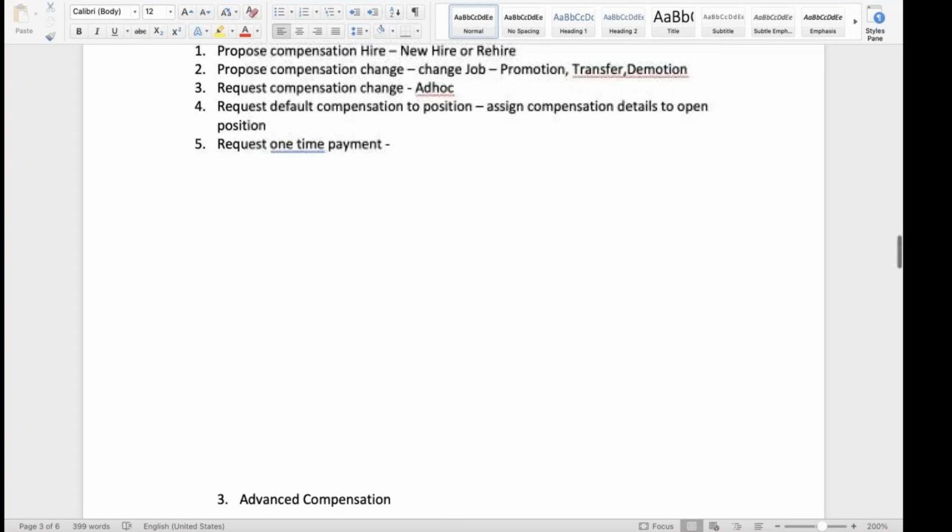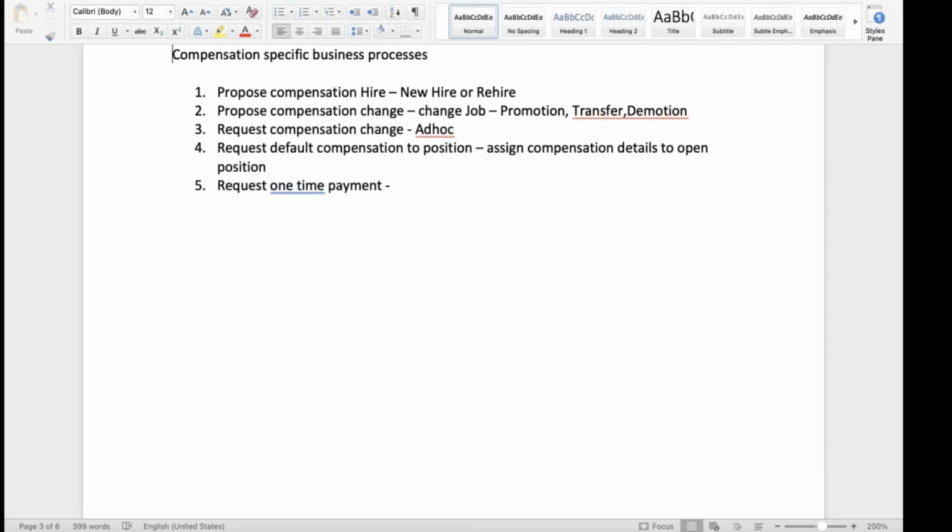Propose compensation hire. If you want to assign compensation for the worker at the time of hiring, then we need this business process called propose compensation. Propose compensation change: if you're promoting an employee, transferring an employee, or demoting an employee, and at that time you want to assign or remove some compensation plans, we need propose compensation change.